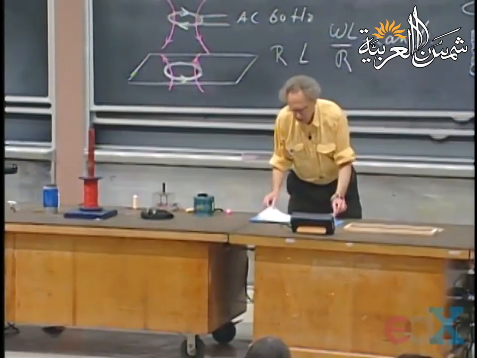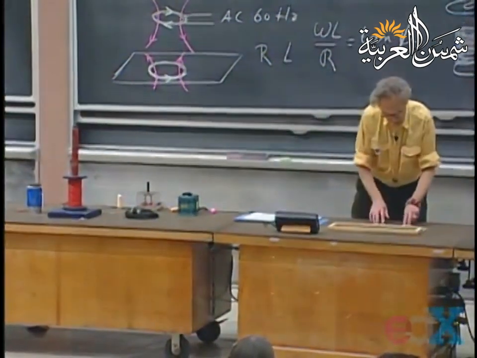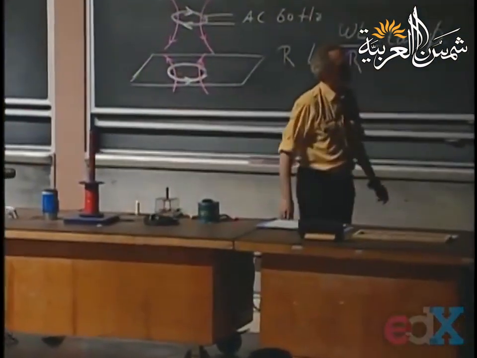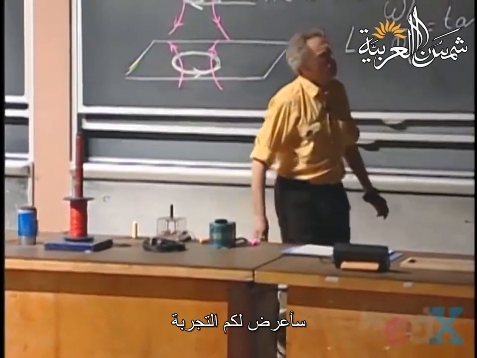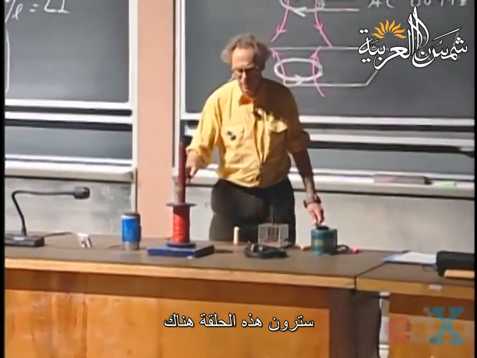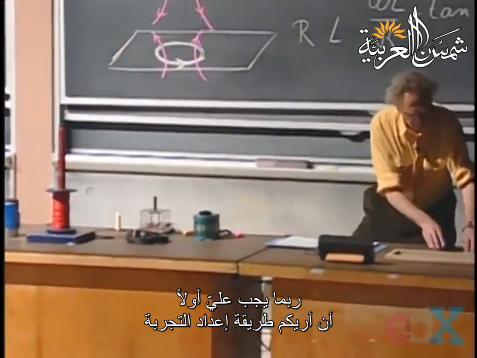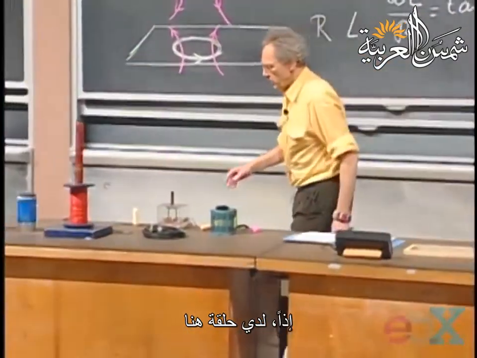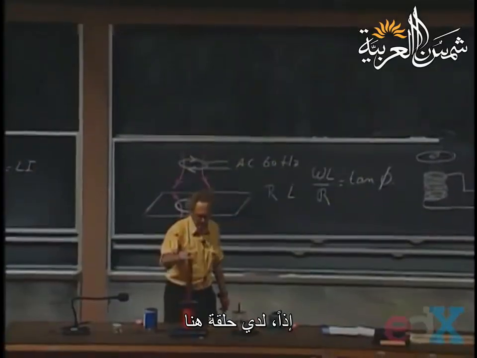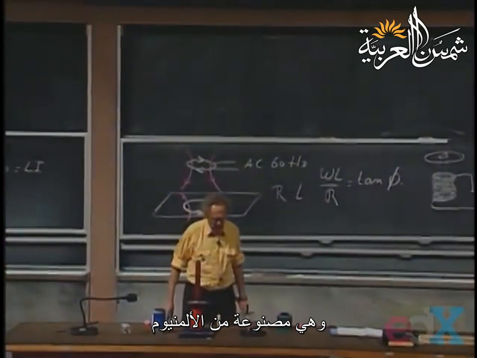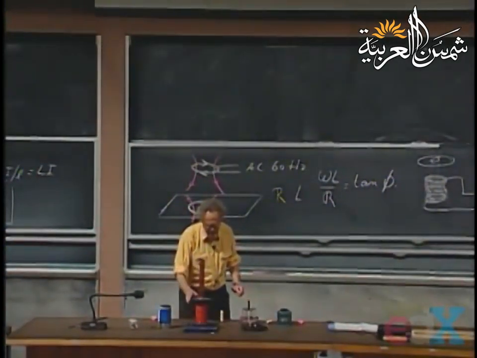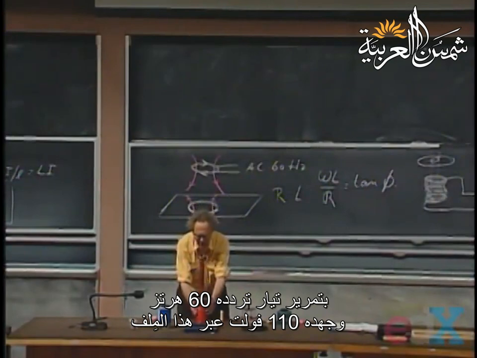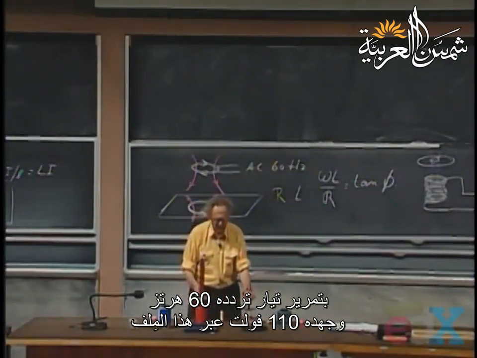And it should come up there. Yeah, there you see this ring. Maybe I should first show you the whole setup. So this ring goes over here. This is an aluminum ring. And I'm going to make it levitate by simply running 60 Hertz, 110 volts through this coil.